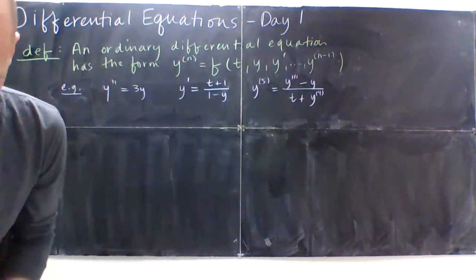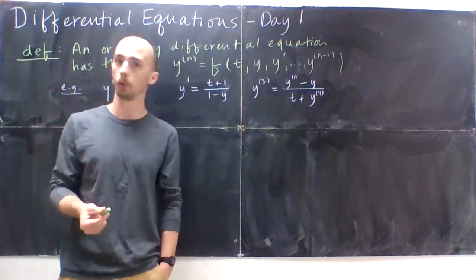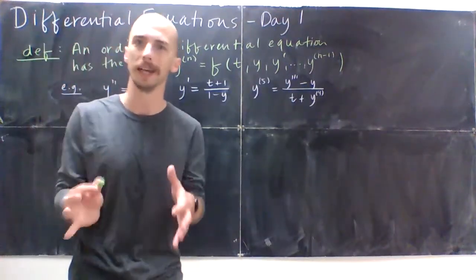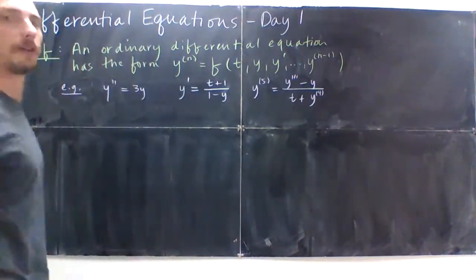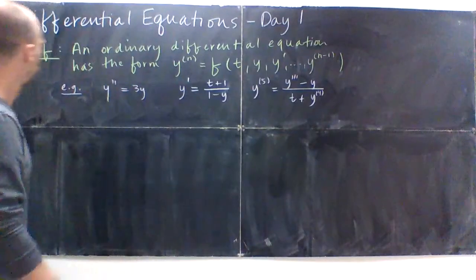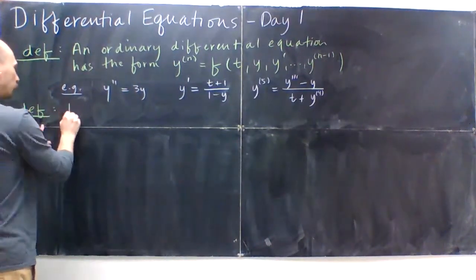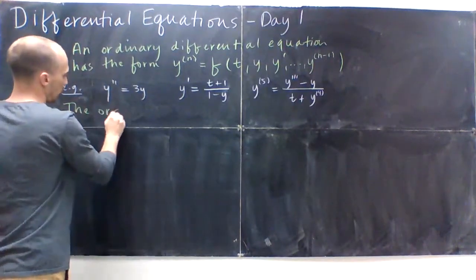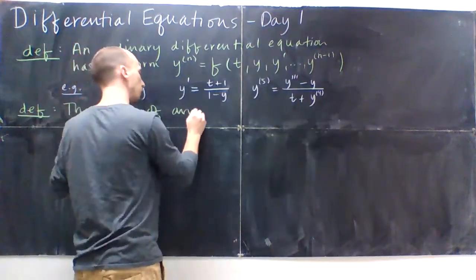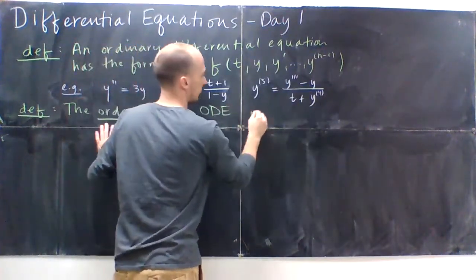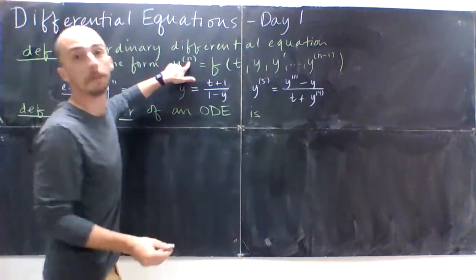And then I need to also tell you about the order of a differential equation, because in AP Calculus, we only dealt with first order differential equations, right? We only had dy dx equals something sometimes involving x and y, but we were never given the second derivative. So the order of an ordinary differential equation is the highest derivative. So in this, here it's n. Okay.